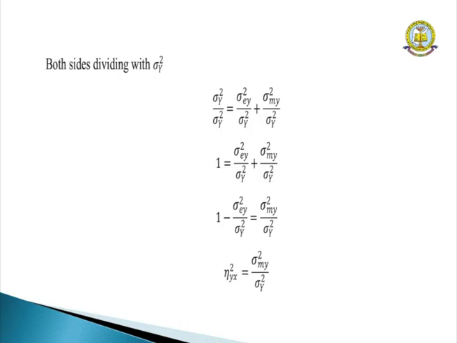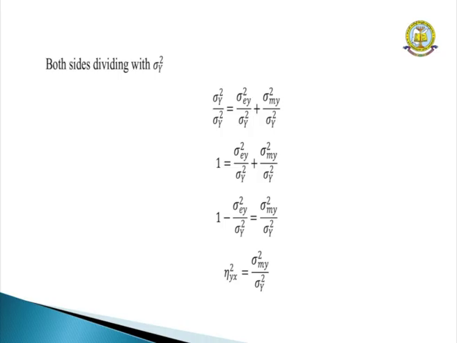Sigma square m y divided by sigma square y. So, therefore, we can get eta square is equal to what here? Sigma square m y divided by sigma square y. You can remember this formula. This is the relation between these. So, where sigma square m y is equal to what is the formula?